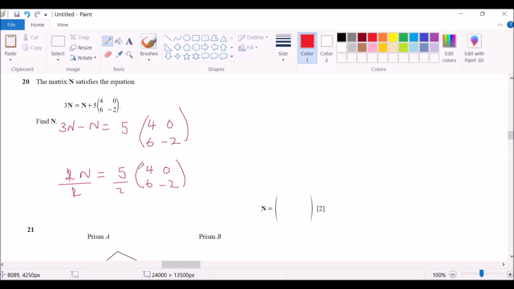Then we multiply each term by 5 over 2. 2 into 4, 2. 2 times 5, 10. So we have 10 there. 5 over 2 times 0 is 0. 2 into 6, 3. 3 times 5, 15. We have 15 there. 2 into minus 2, minus 1. Minus 1 times 5, minus 5. So that is our n. So n is (10, 0, 15, minus 5). That is our answer.